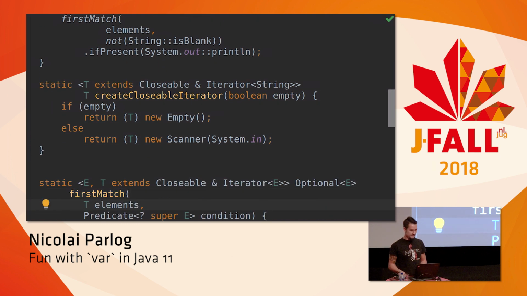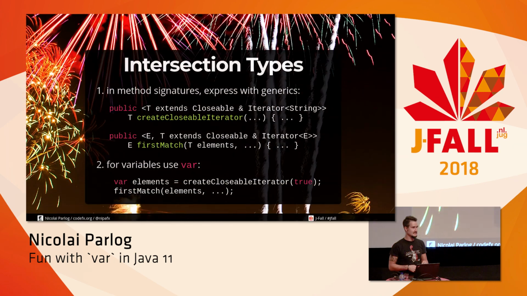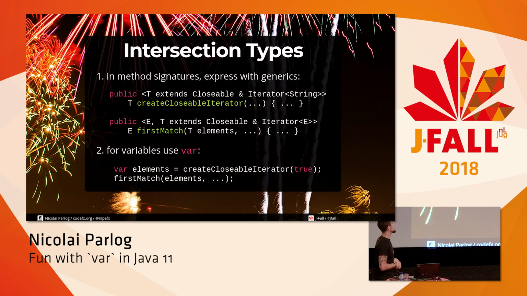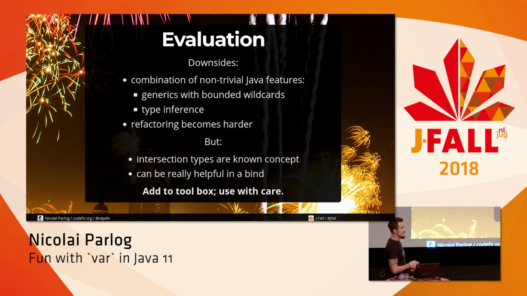OK, so that's that. Let's go back to the slides. Let's have a look at the general use case. So I showed you this on the slides. I just want to compress it once more. The trick is to declare this generic type here with the signature that you want, and then assign it to a var if you want to have a variable of that type. Let's have a look at whether this makes any sense at all.